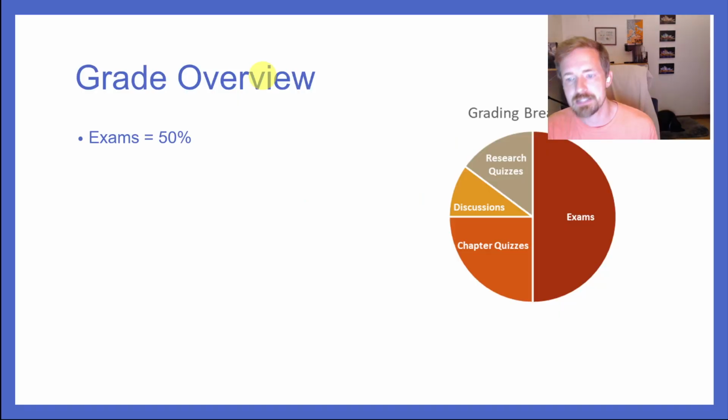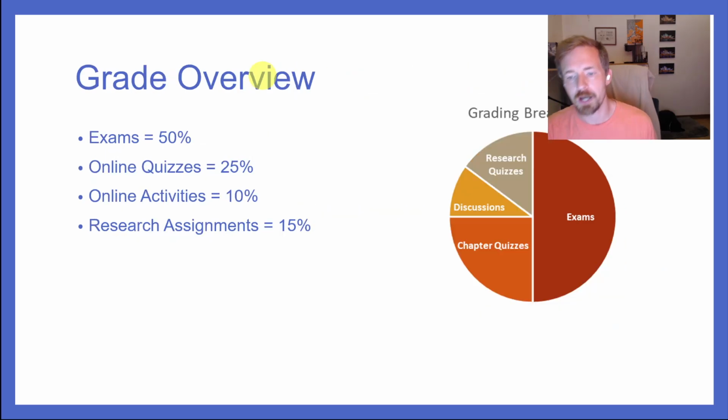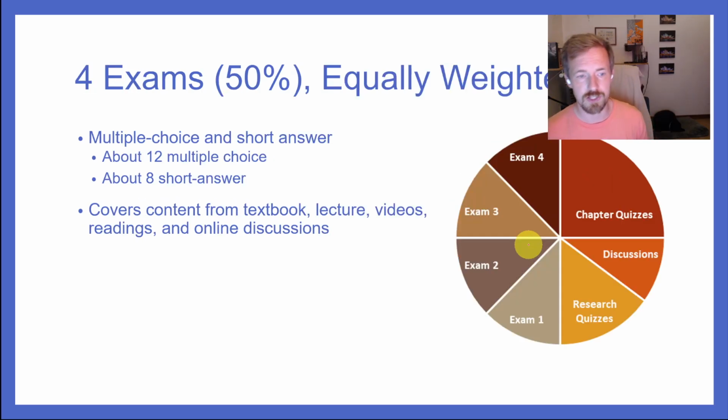Quick grading breakdown. Here is the pie, where essentially 50% of the class is exams, and then 25% of the class are quizzes. Let's talk about what each of those are. And actually, I have a typo here. I'm changing this up this semester so that you'll have about 22 multiple choice and about 5 short answer. So you're going to have 4 exams, and those exams are going to cover pretty much everything. So everything is fair game for the exam. You have 22 multiple choice and 5 short answer.